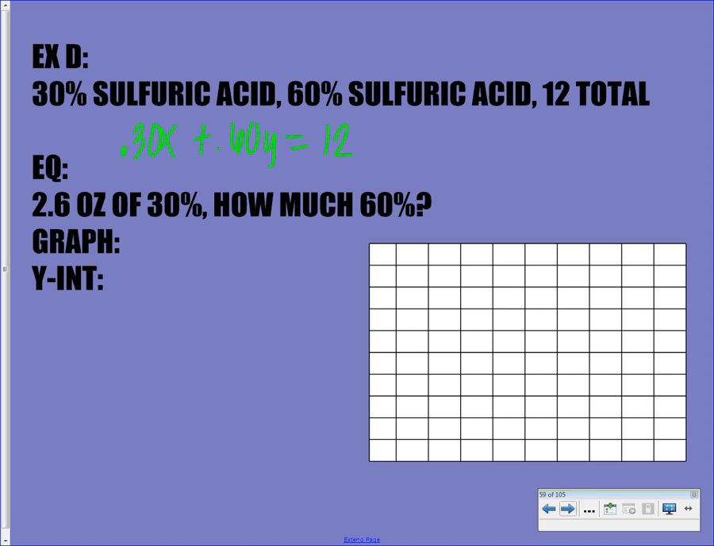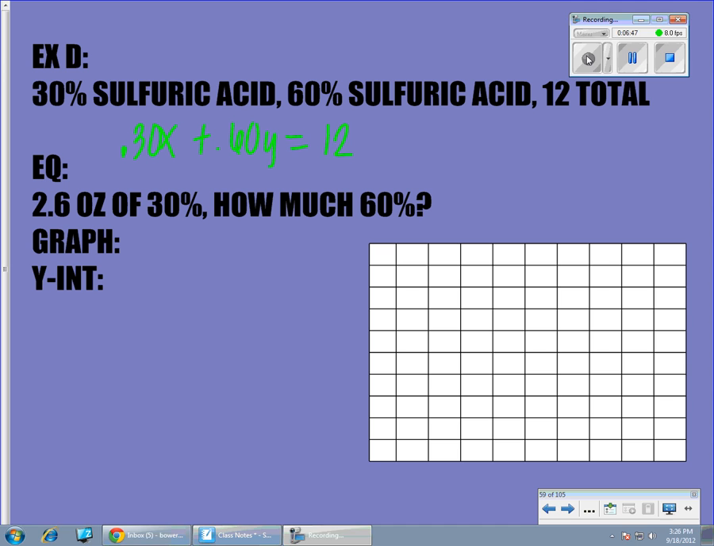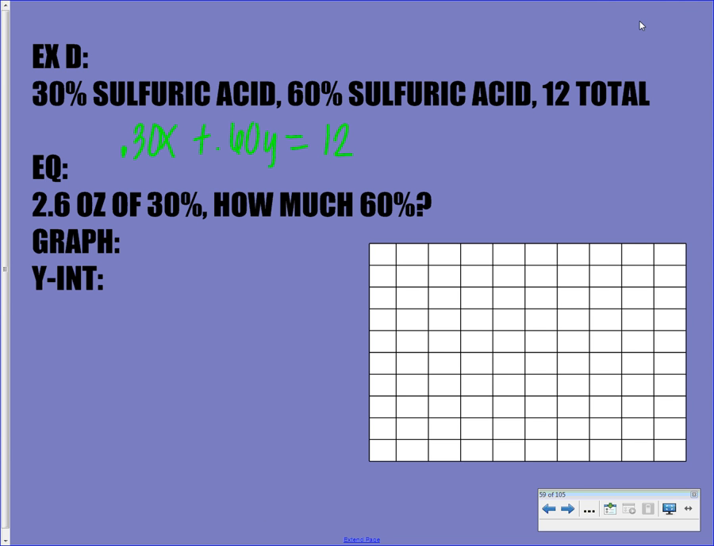Okay, example B says, now let's say he only has 2.6. So if I wanted to change my equation, I would keep everything the same, but then I would go ahead and just change my total to 2.6. Okay, so that was example B.